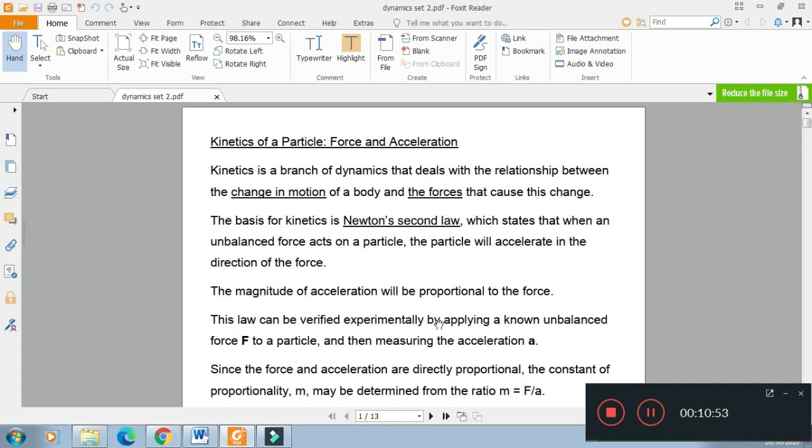The basic equation for the kinetics of the particle is based on Newton's second law, and the students are well familiar with this law. It states that when there is an unbalanced force on a particle, the particle will accelerate in the direction of the force, and the magnitude of acceleration is proportional to the force.